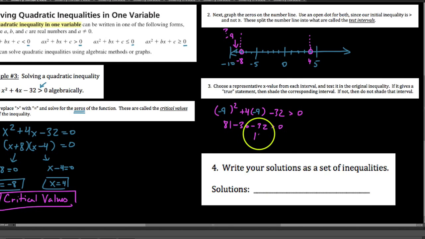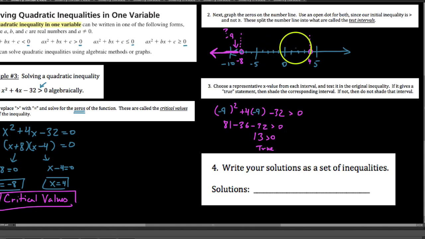So this positive 13 on the left here tells us that we get a true statement. This is true. And so since this is true, we should shade the negative 9. But if negative 9 is true, then everything on this interval to the left of negative 8 is also true. We're basically going to shade to the left, and I'm going to draw an arrow on the left side, just to indicate that these are all solutions to this initial inequality.